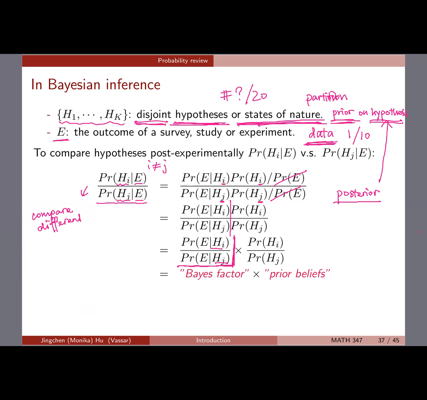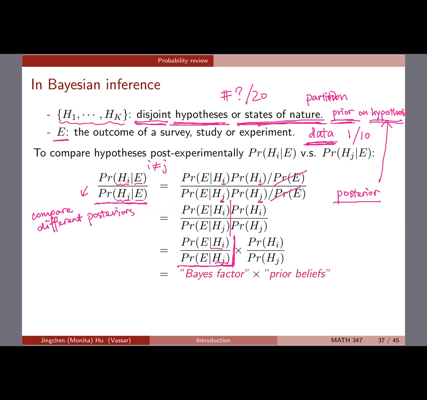Okay, and so this is the goal. So pretty much, start from this exercise over here, we're trying to ask the question, now we have seen the same data, but we have two competing or multiple competing hypotheses, right? Say for example, HI and HJ, and now we want to see which one is more likely. And that's why you want to do this ratio of the probability.